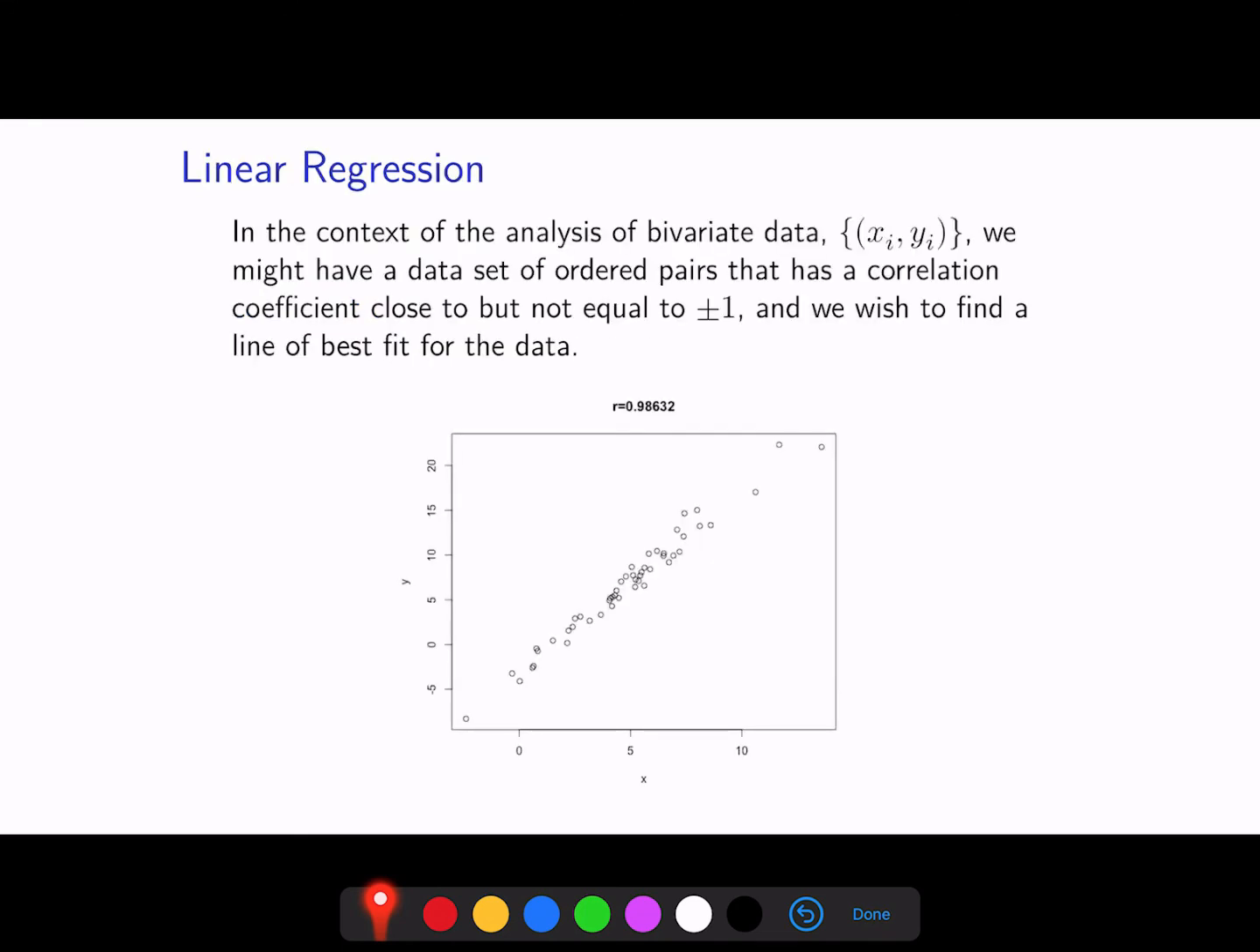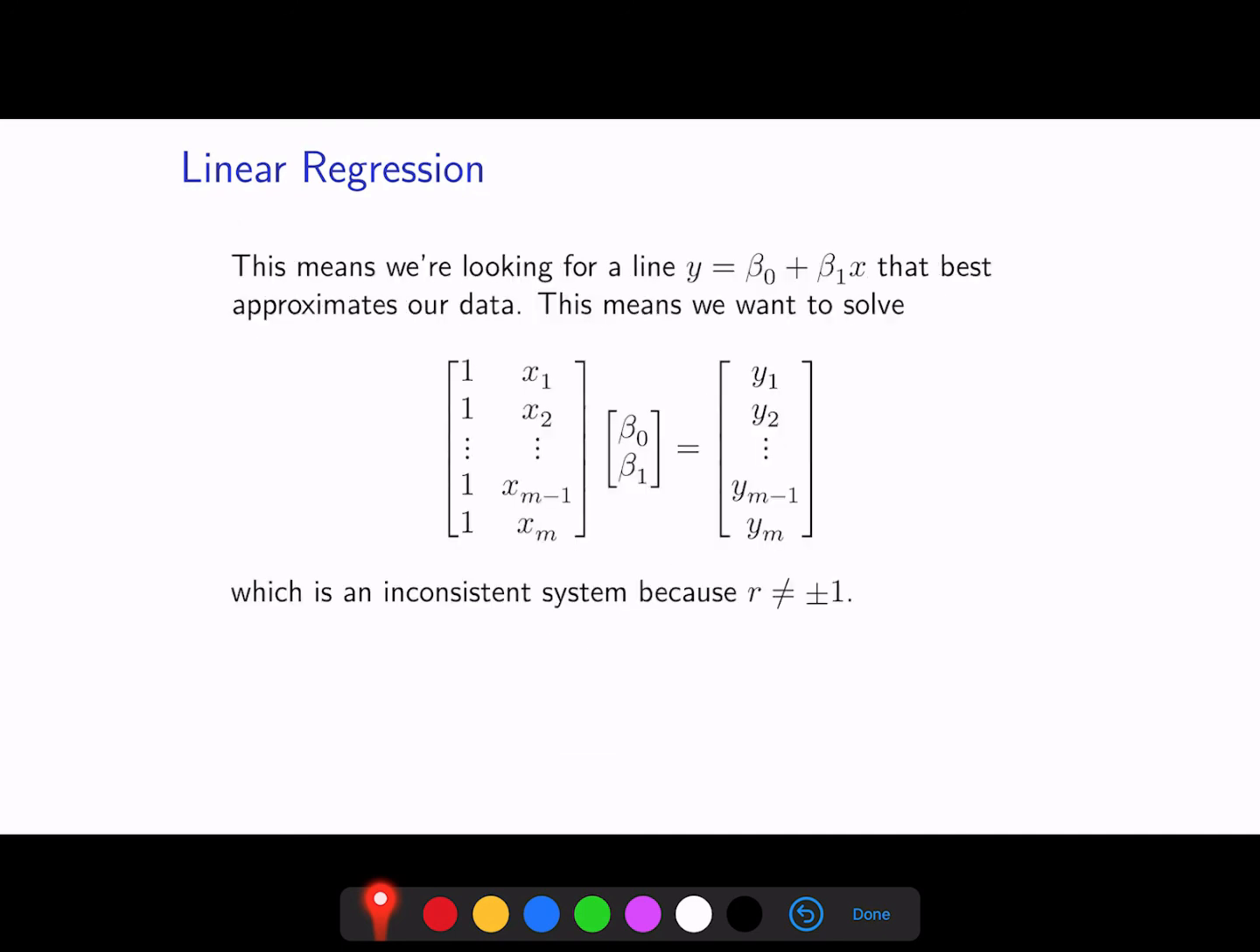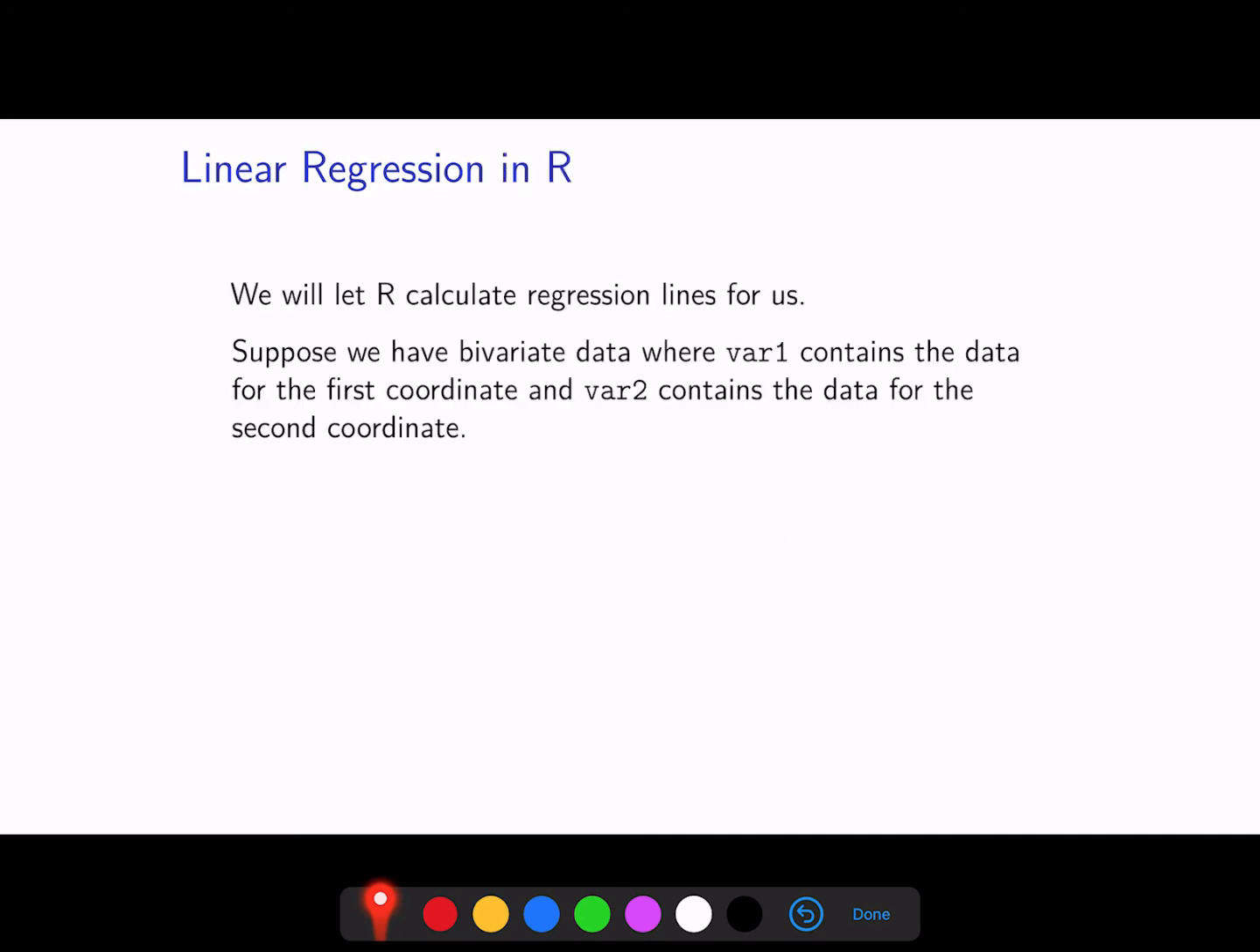So back to statistics. When we have a bivariate data set, and the set of points in our data set have a correlation coefficient that's not equal to plus or minus 1, we might want to find the line of best fit. That means we're looking at a linear system like this that's inconsistent. So our coefficients, beta naught and beta 1, can be found using this matrix equation. Luckily for us, we don't have to do those calculations by hand whenever we want to find a line of best fit. We can go to our R software.